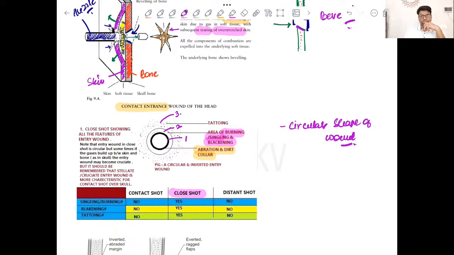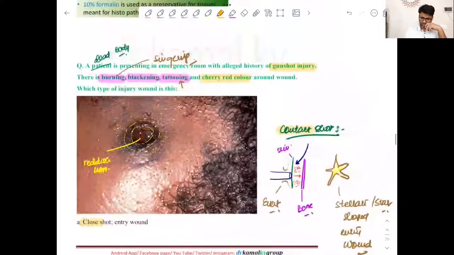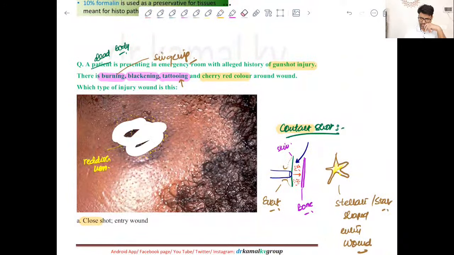So you will see 3 zones in a close shot entry wound. Okay, so this will help you in getting up to the answer. So there is singeing, blackening, tattooing, everything which is a feature of close shot entry wound. Okay, so if you look at this particular image again, I think you can clearly see that the shape is circular, then we can see the grease collar, right? Then it is surrounded by singeing and finally tattooing.